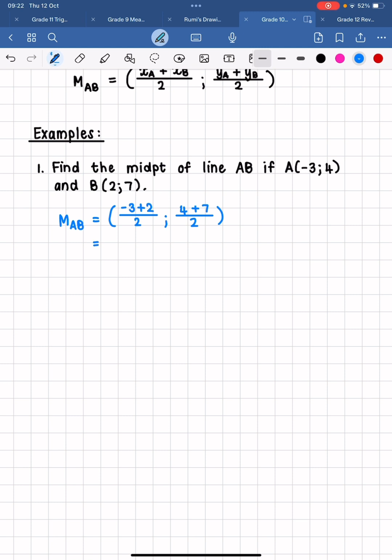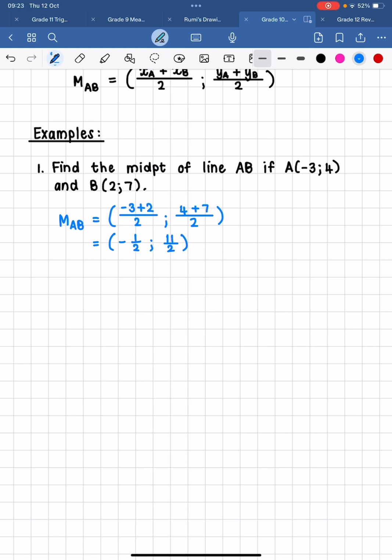What is -3 plus 2? -1 over 2, that's going to be -1/2. So that is the x value of the midpoint. It's going to be at -1/2. For the y value, 4 plus 7 is 11. Divided by 2, 11 over 2. You can leave it just like that, guys. You don't need to write it in decimal form or as a mixed fraction. You can, obviously, if you want to, you can write 5.5. That's fine. But 11 over 2 is also fine.